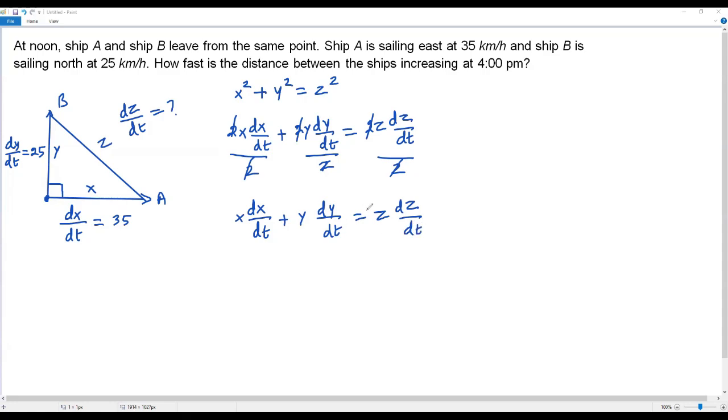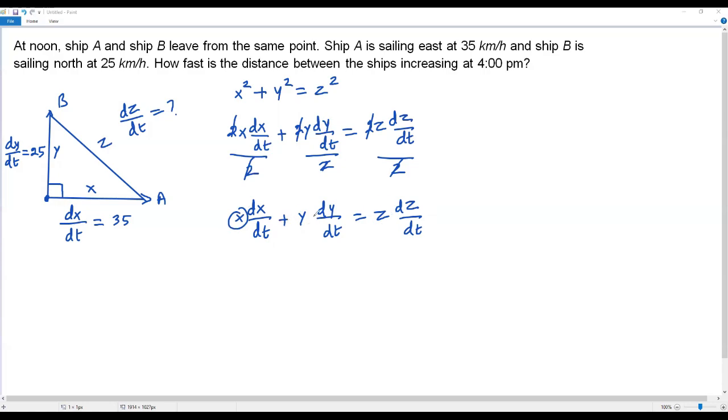Okay, here our aim is to find the value of dz over dt, that is, how fast the distance between the ships is increasing. But if I want to get dz over dt, I have to plug in the values for the other quantities. I know that dx over dt is 35, dy over dt is 25. But what are the values for x, y, and z?